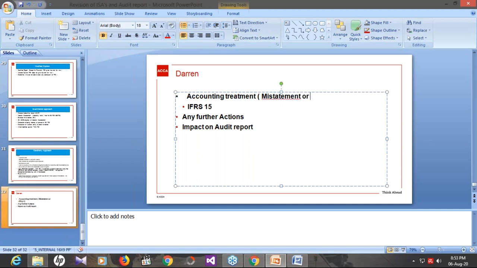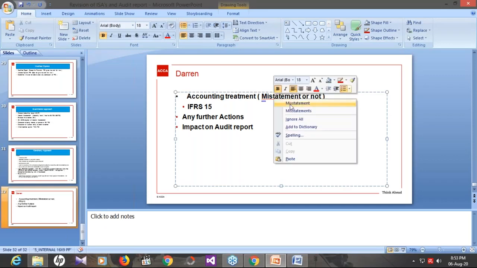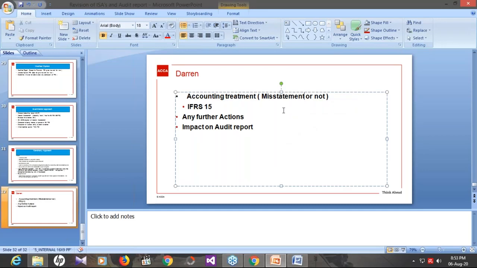misstatement or not. So this is our main point, that after evaluating the data, we should conclude whether it is a misstatement or not. To confirm that, we need to see the accounting standard. What is the requirement of the accounting standard and what has management done? What is the recording that management has done and what is the requirement of the accounting standard? If there is a difference, then yes, it is certainly considered a misstatement.